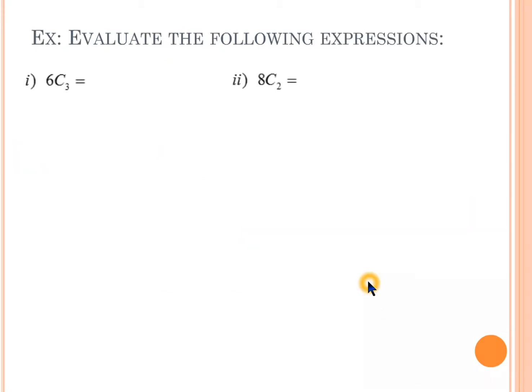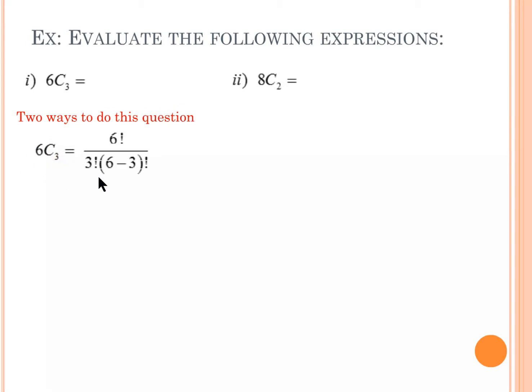All right, evaluate the following expressions, 6 choose 3 and 8 choose 2. All right, so let's do this really quickly here. There are 2 ways to do this question, meaning that you can use one formula or the other formula. So 6 choose 3 is going to be 6 factorial divided by 3 factorial times (6 minus 3) factorial. 6 minus 3 will give you this red 3. And then this expression right here, you can put in your calculator, or you can expand a few things, and you'll get 6 times 5 times 4 divided by 6.